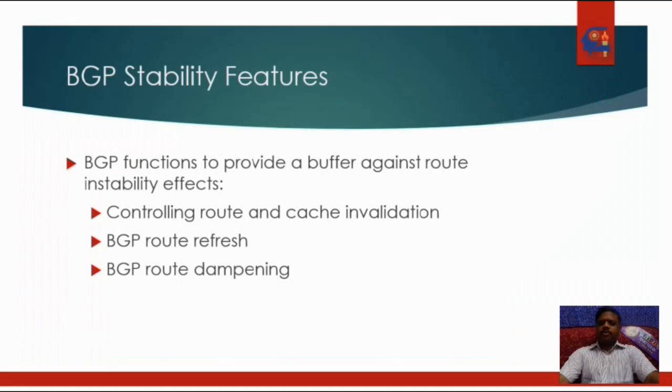Developing effective routing policies and configuring them correctly are at the core of building stability. BGP's attribute selections are the tools for building that core stability. In addition, the following are a few BGP functions that can help provide a buffer against route instability effects: controlling route and cache invalidation, BGP route refresh, and BGP route dampening. We will learn about them more as we progress in this session.